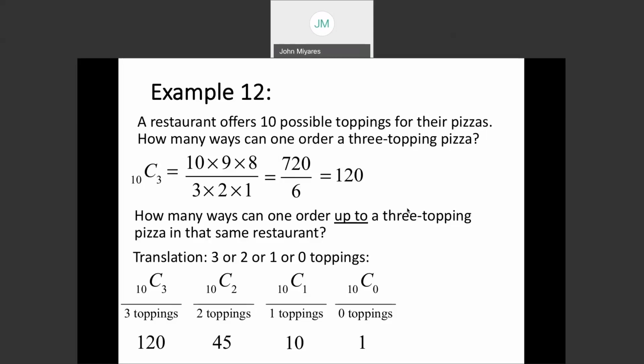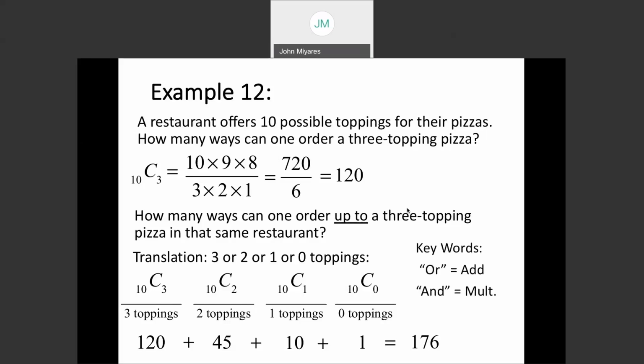So I want to find all the ways that I can have up to three toppings, and I can see the list of all the three topping, two topping, one topping, and zero topping pizzas. What are we supposed to do with these? Well, we're going to add them all together, and that total is going to come to 176 possible pizzas.